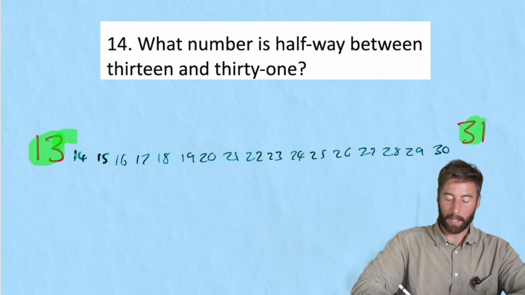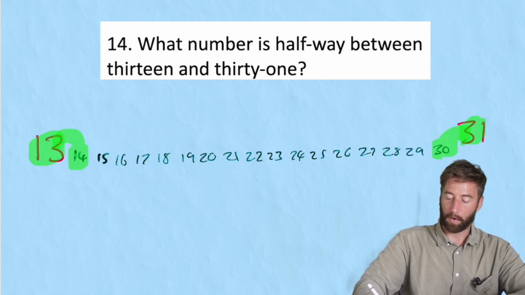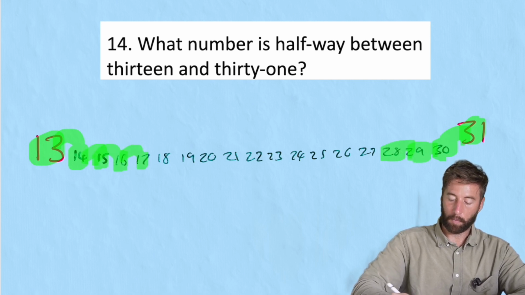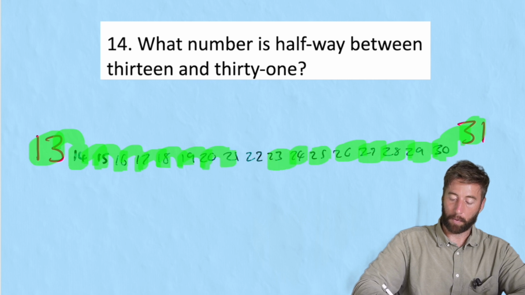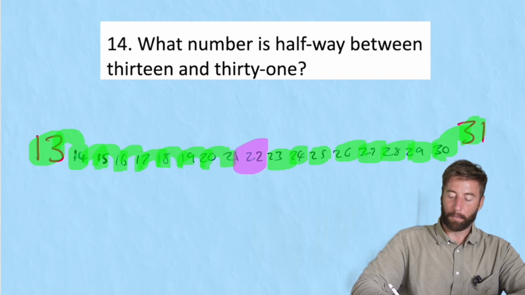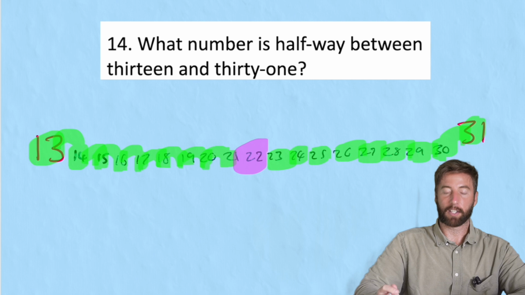and come in 1 and back 1. In 1, back 1, and so on, until I'm left with a number that has no friends, so that's going to be the number in the middle. So my number is 22.